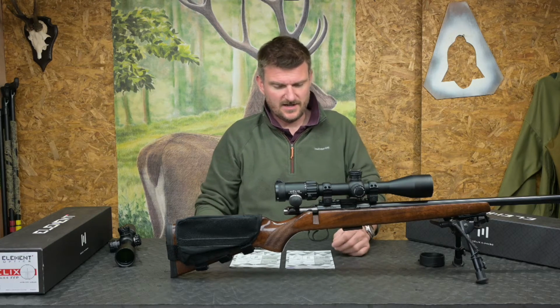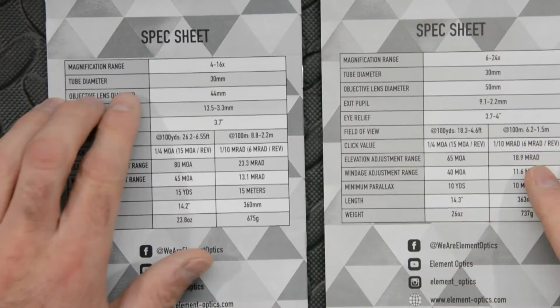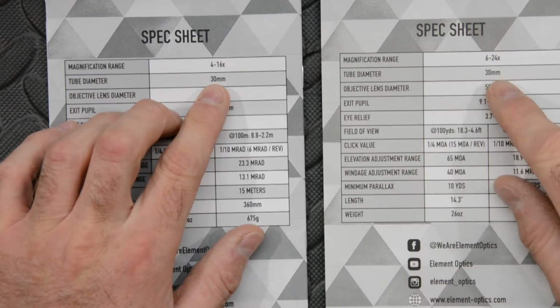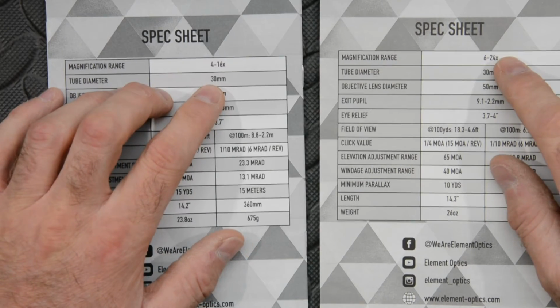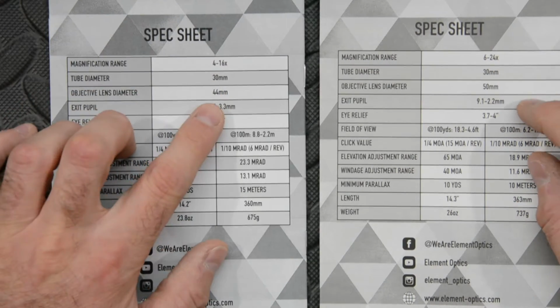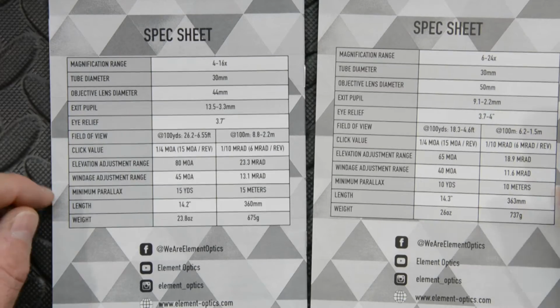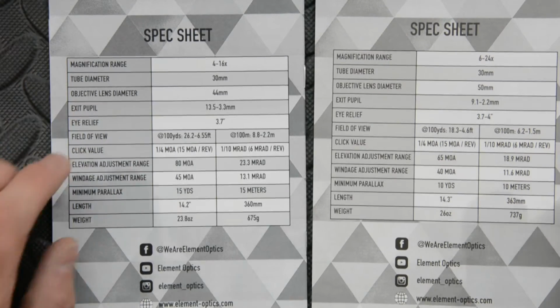Now if we turn our attention to the specification sheets of these two rifle scopes, which again are similar but not identical, we can look here, magnification range 4-16, magnification range 6-24, we just covered that. Both on 30mm tubes. Now the objective lens diameter 44 and 50, again we've covered that. So let's talk about some of the other numbers now.